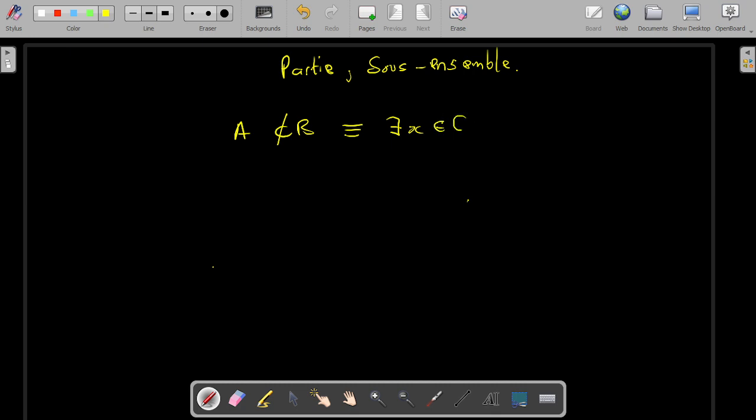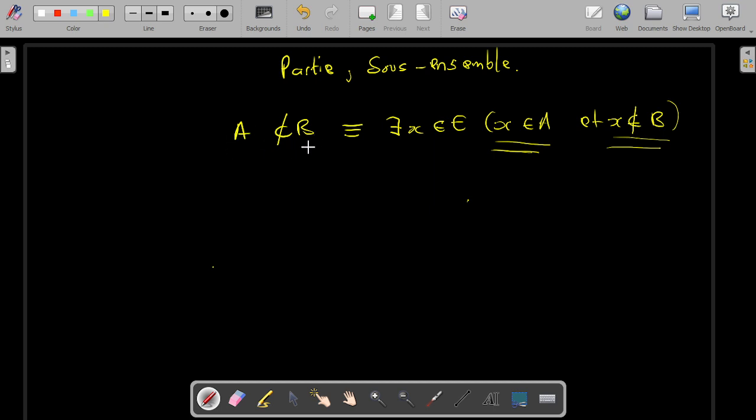Il existe X dans E tel que X is in A and X is not in B. So whenever I'm saying that A is not a subset of B, I'm actually saying that we can find a certain element in the set A that is not in the set B. Well, whenever that is true, then A is not a subset of B.